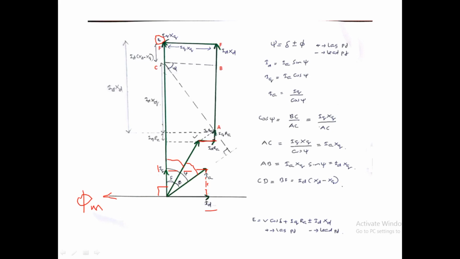How will we be drawing Iq into Ra? It will be parallel to Iq. So this is the Iq vector, and parallel to this we are drawing Iq into Ra. So this is Iq into Ra.